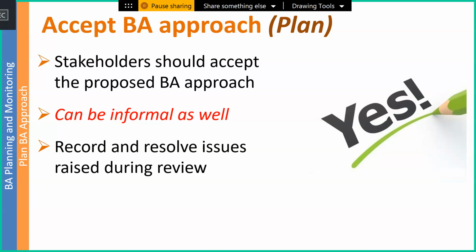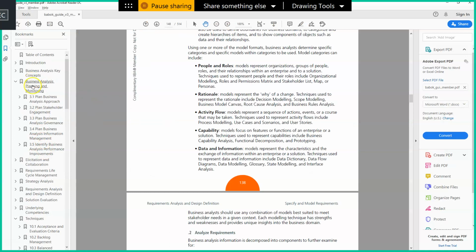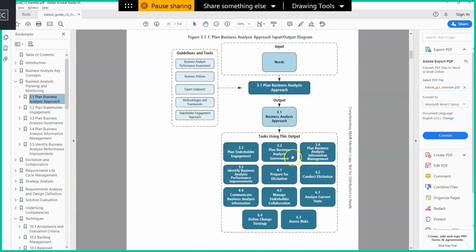Laura, if I got the approach, input plan the approach. I'm sorry, say that one more time, please. If accept BA approach, an input of plan the approach. Hold on just a second. I don't want to tell you incorrectly. No, it's just the needs. Okay, thank you.